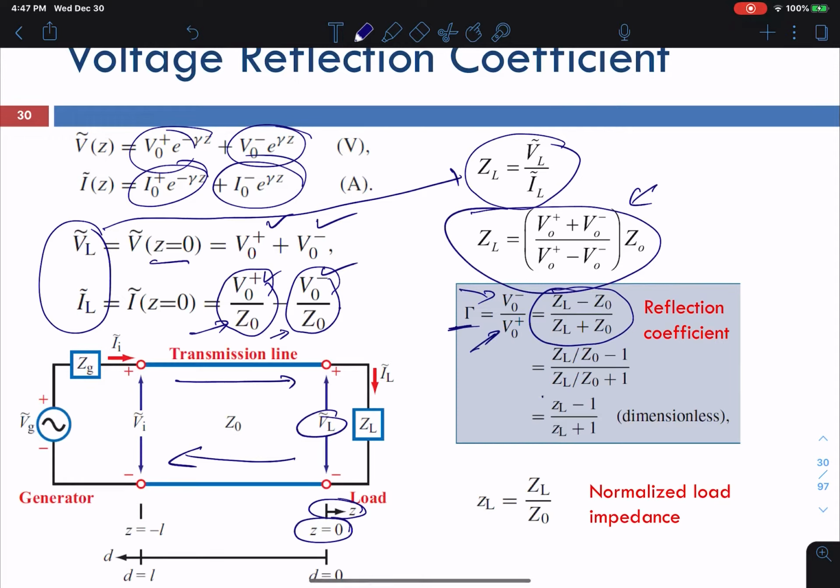Or you can normalize them by dividing all the components by Z0. You normalize them, so it's a normalized one right here. All right, this is a normalized value.